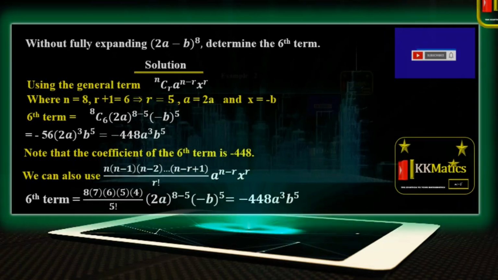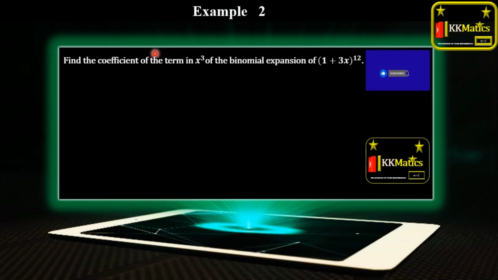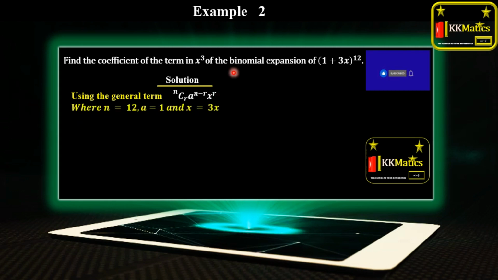So let's do example 2. We are told to find the coefficient of the term in x raised to the power 3 of the binomial expansion of (1 + 3x) raised to the power 12. Solution: using the general term, n combination r multiplied by a raised to the power n minus r multiplied by x raised to the power r, we compare and find the various variables in the formula.